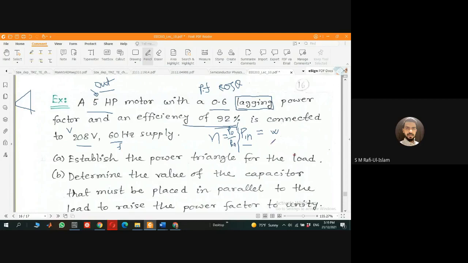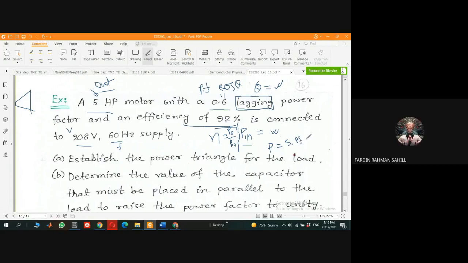If cos theta is given, we can calculate theta from here, meaning from the power factor we can calculate the angle. So from P, what is the P formula? We have already got the P formula. P equals S times cos theta, or S times power factor, right?